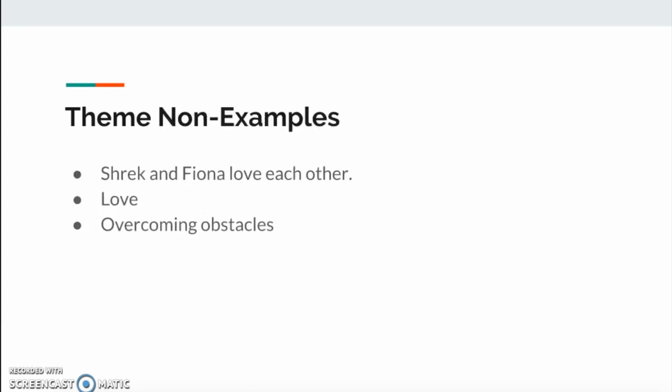Here are some things that are not themes. Shrek and Fiona love each other. That is not a theme because it's mentioning specific characters, and it's not universal. That's not something that could apply to my life. Love. Love is not a theme. Love can be a big idea, but it's not a theme because it's not expressing any opinions. It's not giving me any information. Overcoming obstacles. Once again, not a theme. It's not telling me anything about overcoming obstacles. Has to be expressed as a complete sentence.